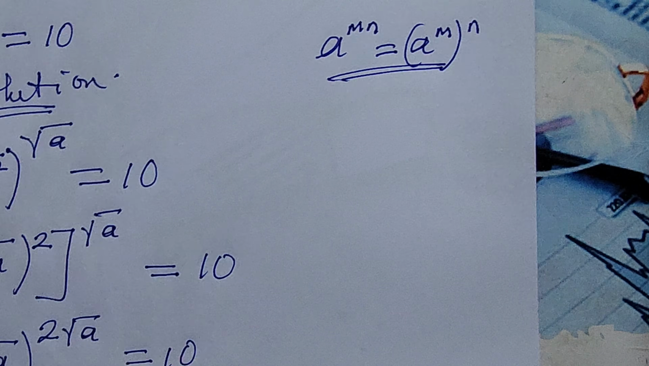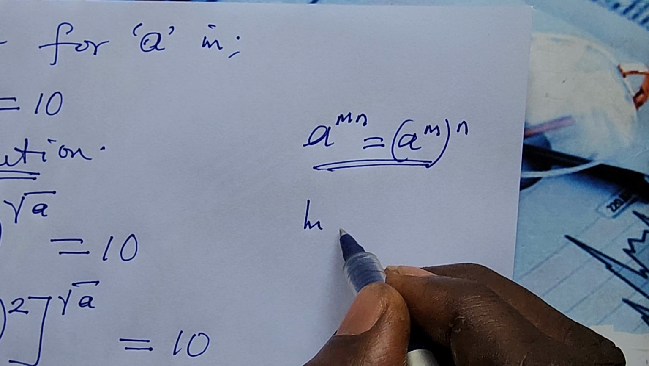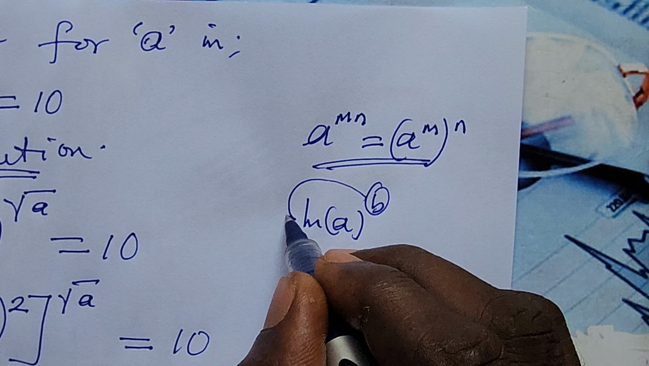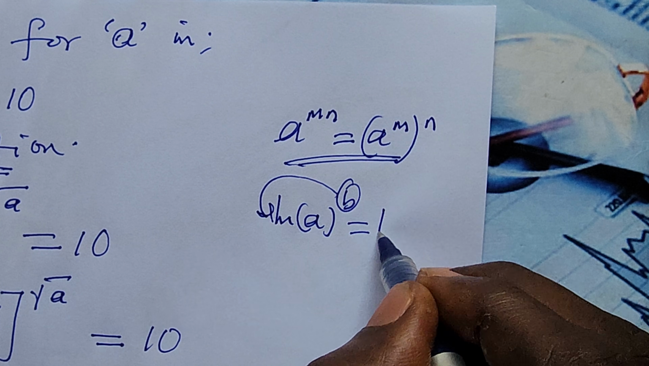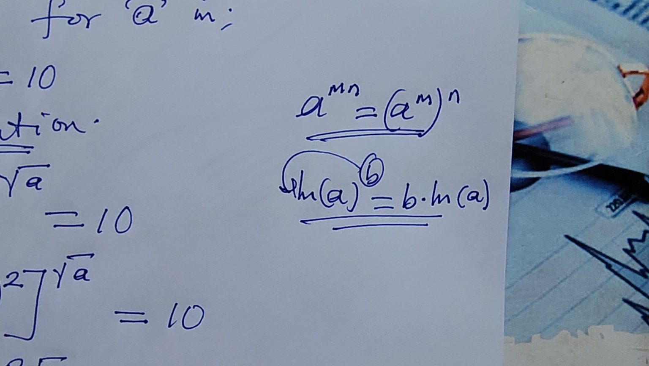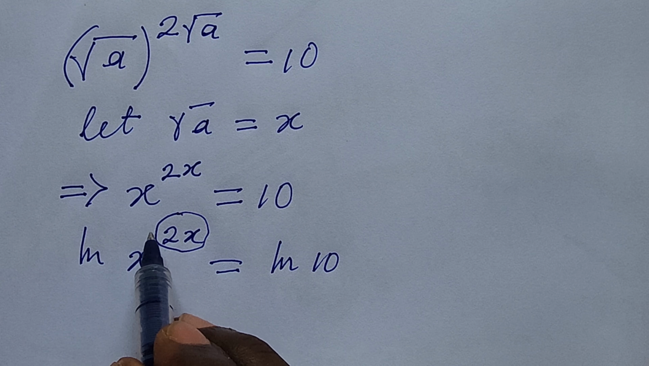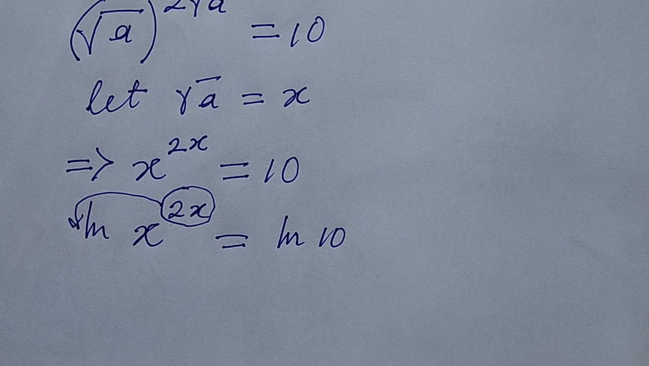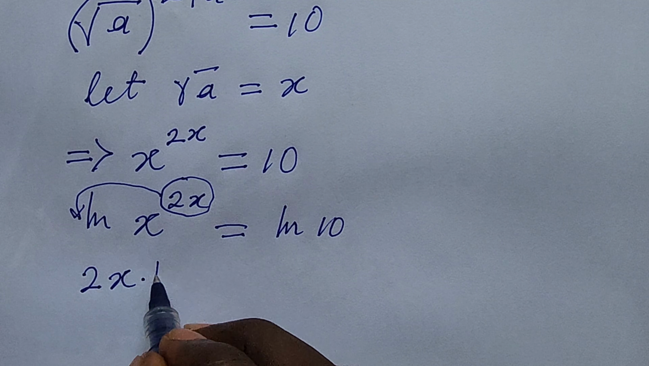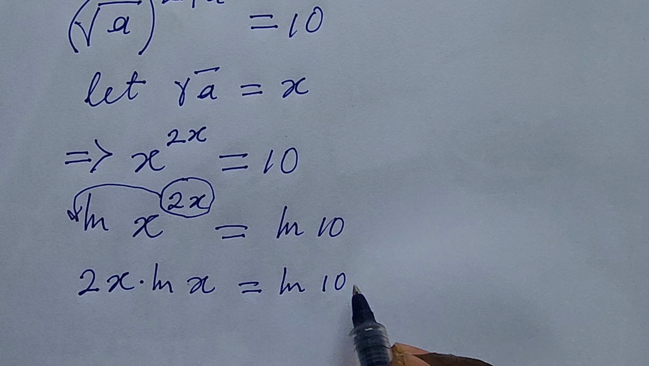According to the law of logarithms, we say that if you have ln of a raised to b, then move this power to this side. So this is going to give you b times the ln of a. So if we apply this law here, what will happen? We're going to move the whole of this power back here. So this is going to give us 2x times the ln of x. This is equal to ln of 10.